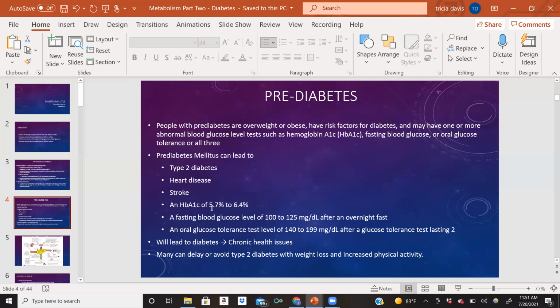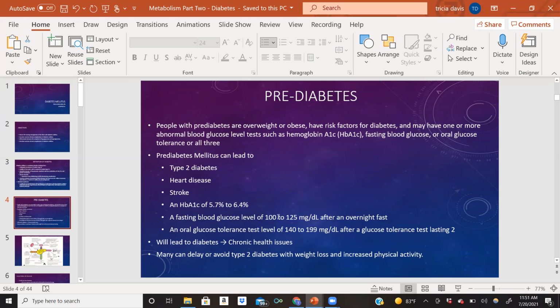A patient that has an HbA1c of 5.7 to 6.4 is considered in that category of having prediabetes. If a patient has a fasting blood glucose between 100 to 125 after an overnight fast, that is indicative of prediabetes. So when we say a fasting blood glucose, this means that after midnight before their test, they are not having anything to eat at all. So they haven't had anything in their system.